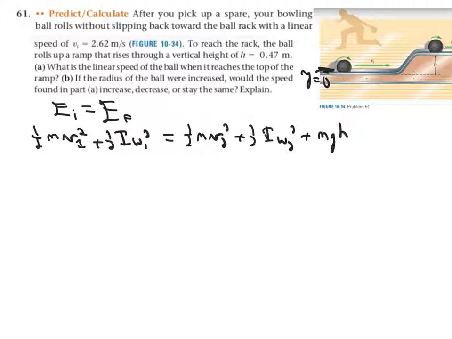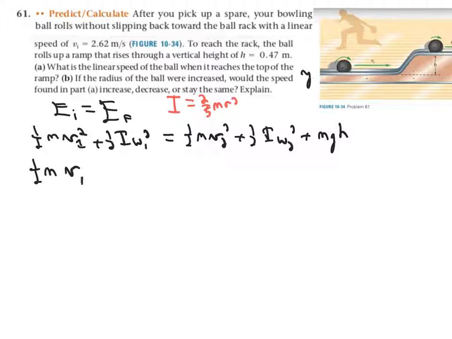And then our next thing is to note, or to remember, or to look up that for a, we assume, actually it's interesting, they don't actually tell us what kind of ball it is. So my understanding of bowling balls is that they are solid, and so we have 2/5 mr squared for their moment of inertia. So we can clean up our equation a little bit.